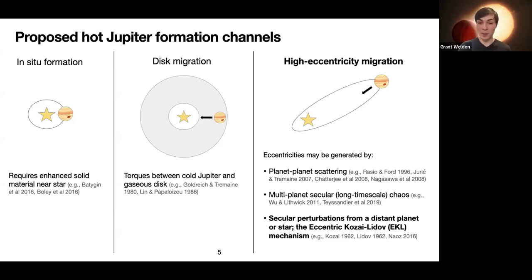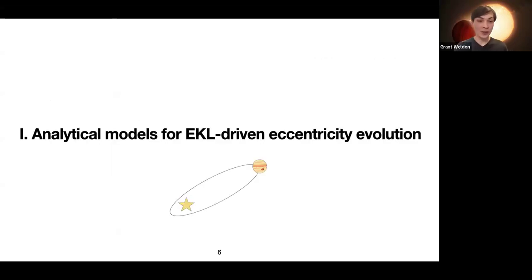This mechanism is particularly compelling because many hot Jupiters are observed to have distant planetary or stellar companions. And furthermore, this mechanism can easily generate misalignments between the planet orbit and the stellar spin, which I mentioned are common in the hot Jupiter population. And so this is the mechanism that I'm trying to understand in more detail. And so that brings me to the first of two projects that I'll be describing. This first project seeks to derive new analytical models to describe the eccentricity evolution of planets subject to this EKL mechanism.